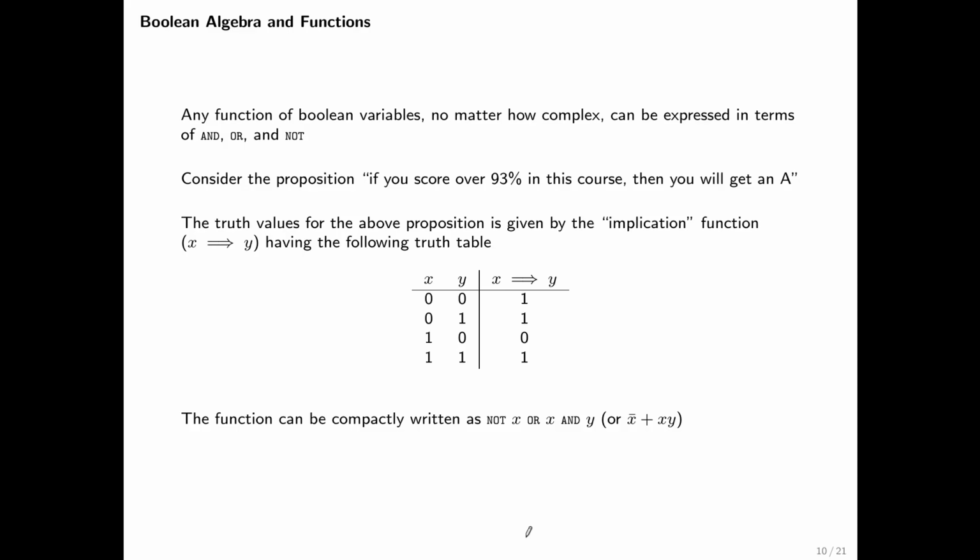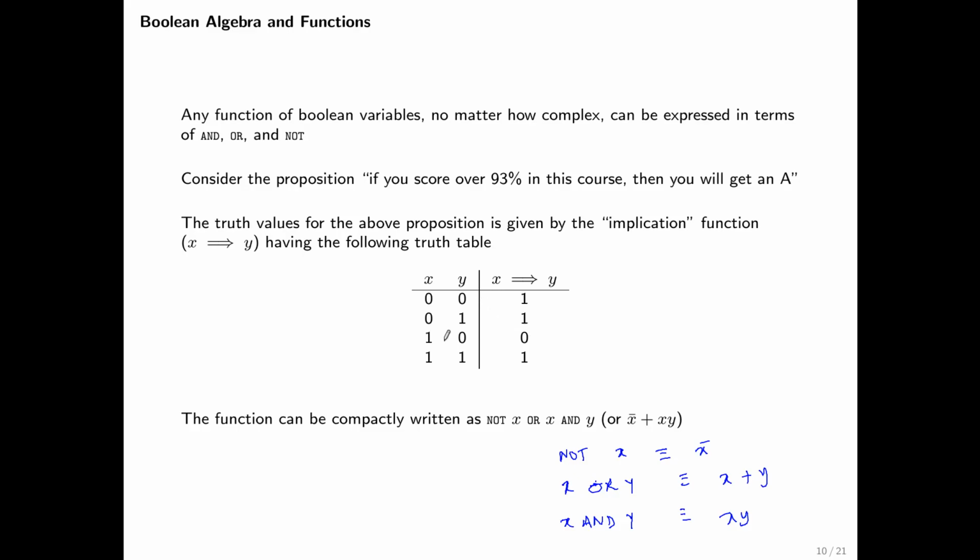So not of X is also written as X bar, and then X or Y is also written as X plus Y, and X and Y is also written as X immediately followed by Y. So this is just alternative notation, all right? And it's somewhat compact. Okay, so this is a Boolean function that represents this truth table.